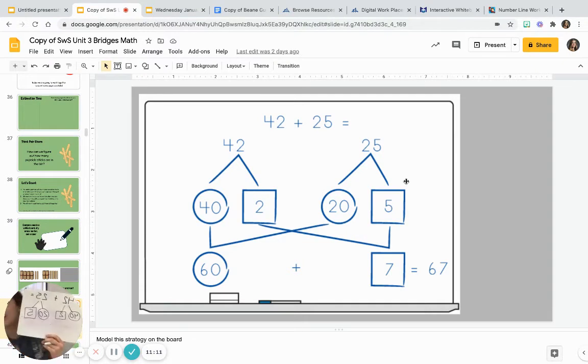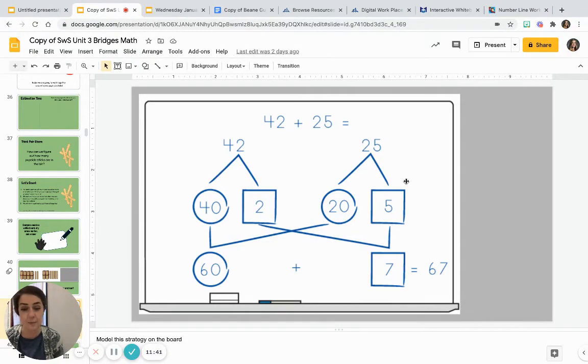So now I can add the things that are the same. So the two numbers that show what numbers were in my tens place I'm going to add together, and the two numbers that were in my ones place I'm going to add together. So first I'm going to take 40 and 20. Well, I know 4 plus 2 is 6, and all I need to add is a 0. So I know 40 plus 20 is 60.